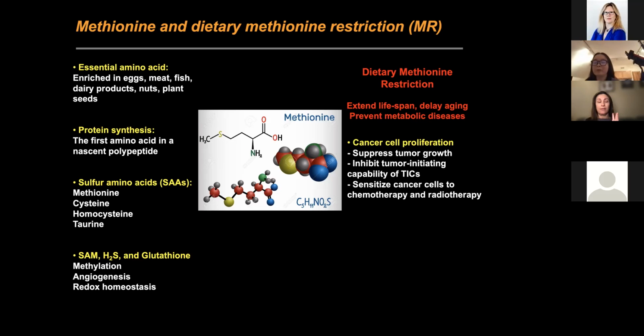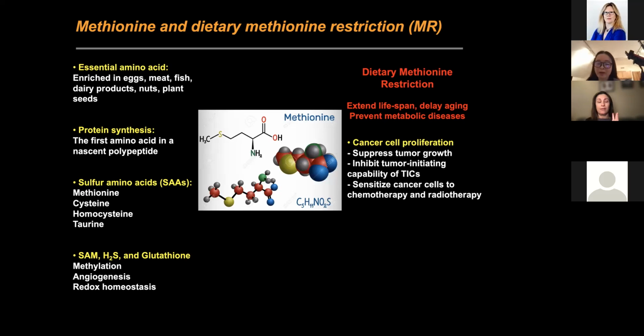In many preclinical models and xenograft models, dietary methionine restriction has been shown to suppress tumor growth, inhibit the tumor initiation capacity of tumor initiating cells, and also sensitize cancer cells to chemotherapy and radiotherapy.